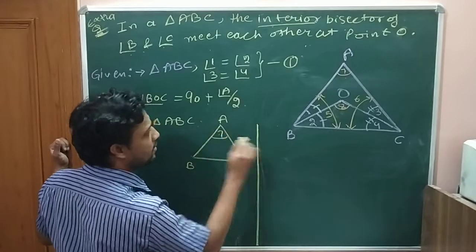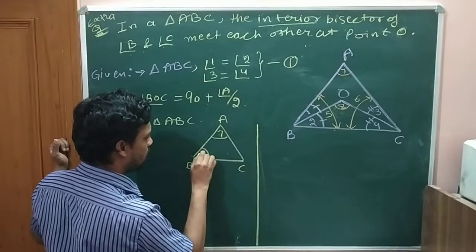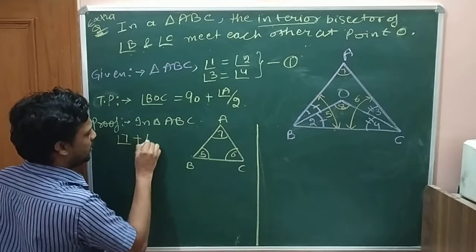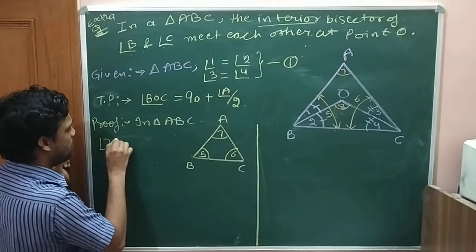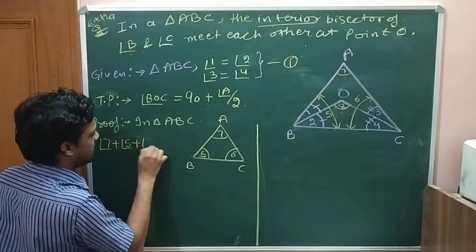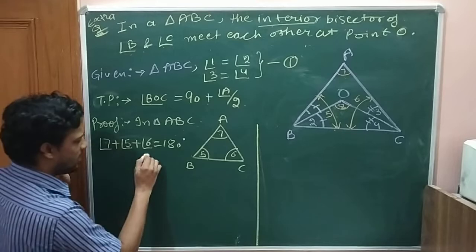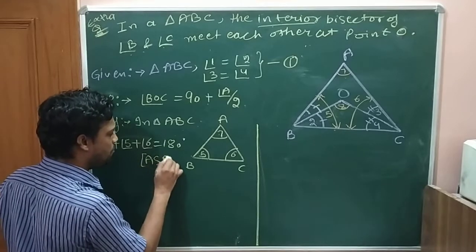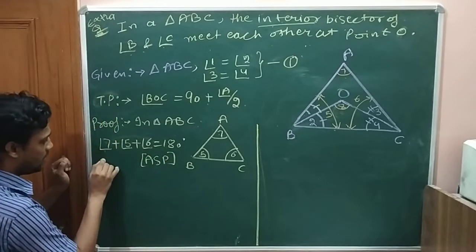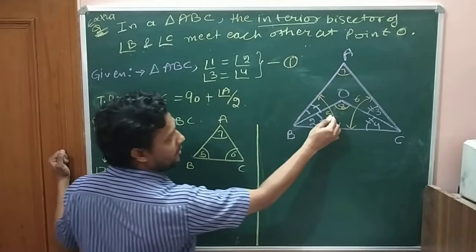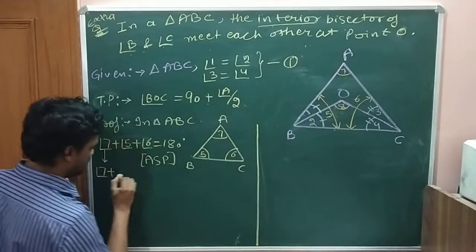This angle is 7, this angle is 5, this angle is 6. So angle 7 plus angle 5 plus angle 6 equals 180 degree. Reason? Angle sum property of a triangle. Angle 7 as it is, plus. What is angle 5? Angle 5 is a combination of angle 1 plus 2.